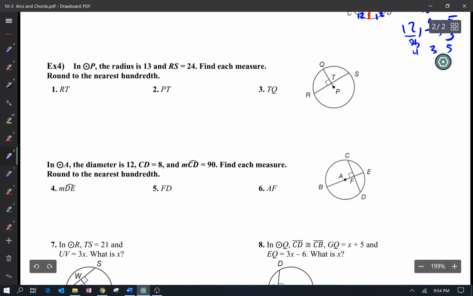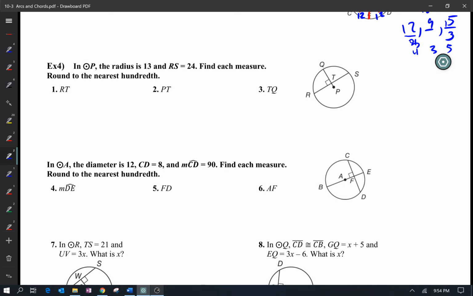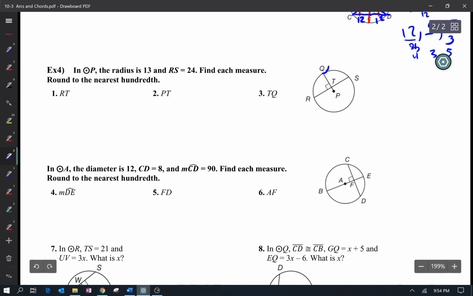All right, next problem, example 4. In circle O, let me make sure I'm still recording here. Yep. In circle P, the radius is 13. Okay, so I'm going to draw that. I know that from here to here is 13, but check this out. I also know that from here and here is also 13. I'm just drawing these. I'm not sure if it'll help me or not. I also know that RS is 24, and I know that this is a right angle, right?